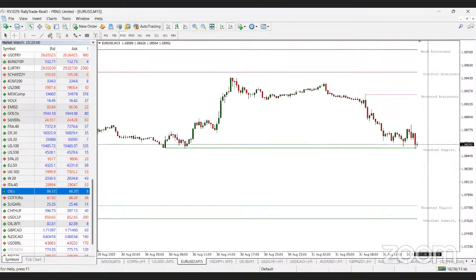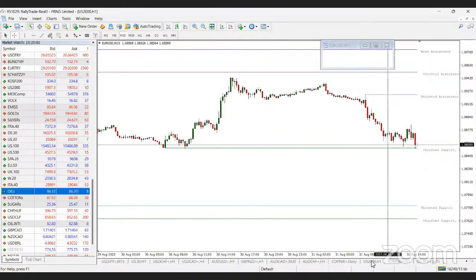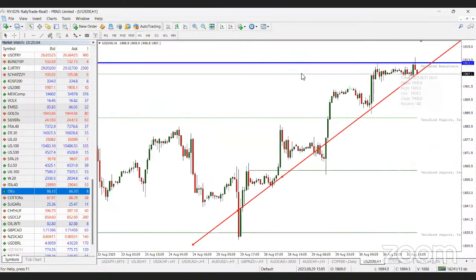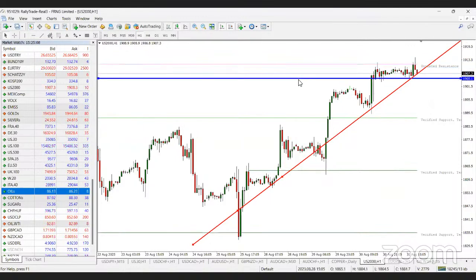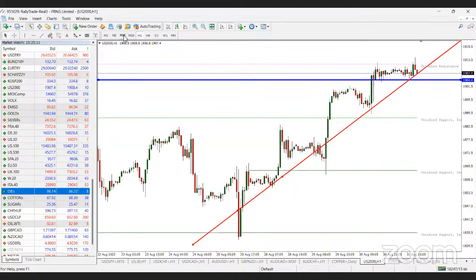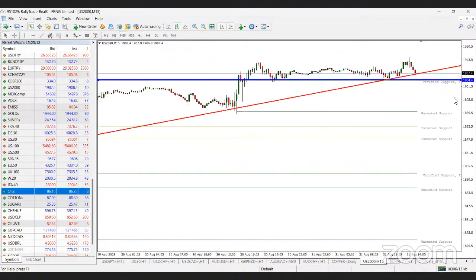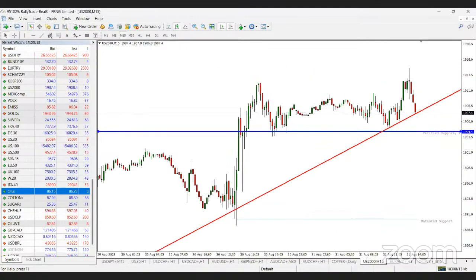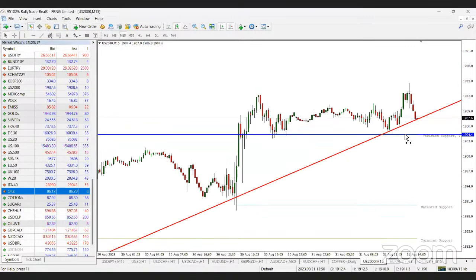Okay, let's look at US2000. US2000 also has given an inverted hammer on 1 hour. So this is what I will advise for US2000. Let's check it out on 15 minutes. So we can see its own verified support here.